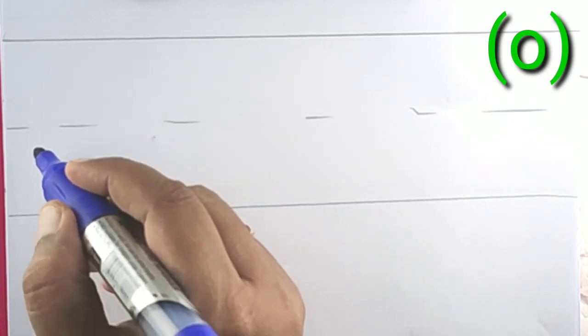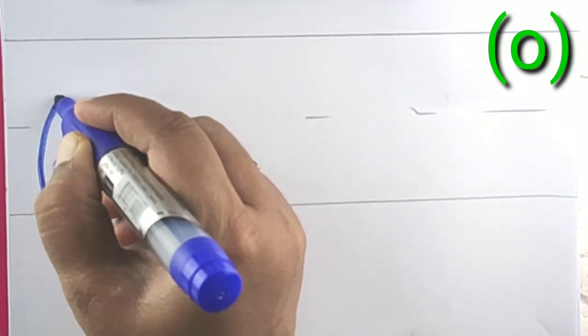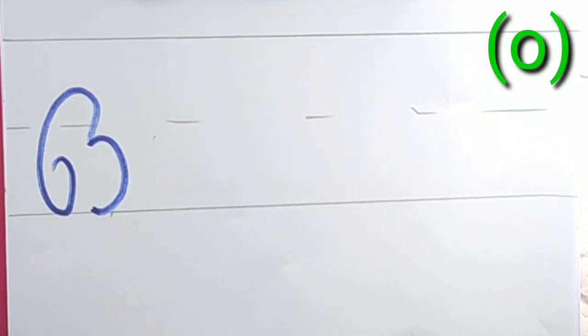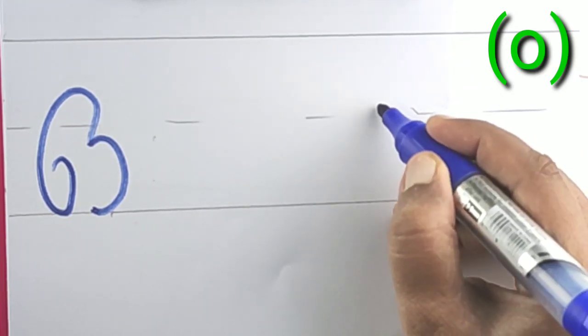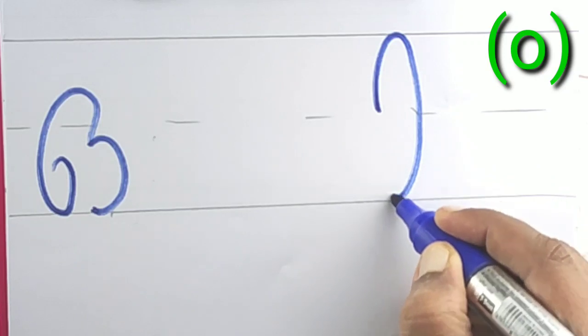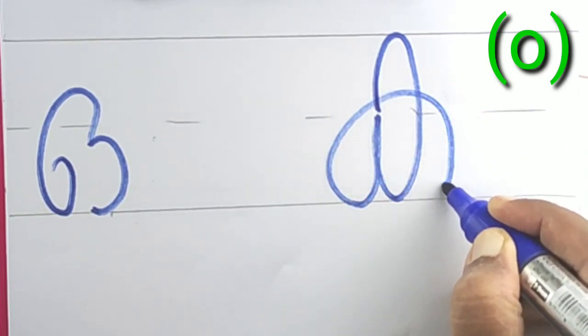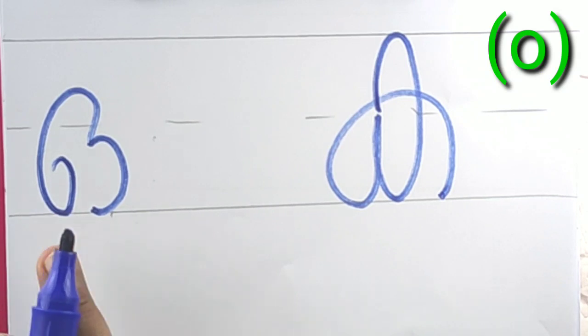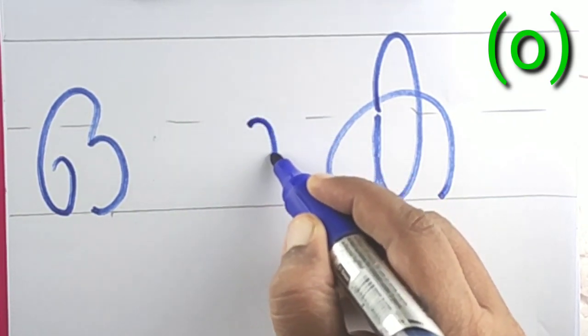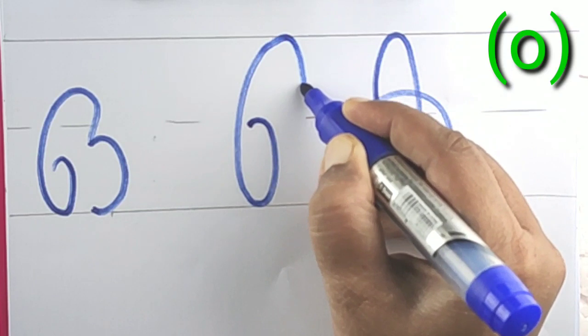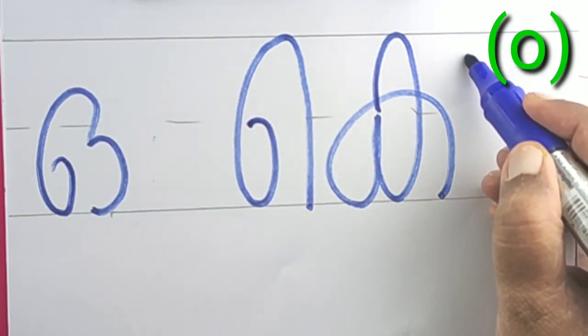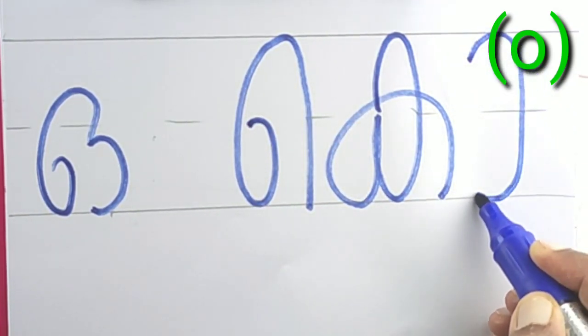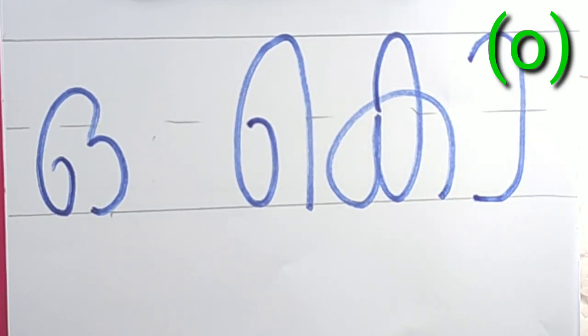The next vowel sign is O. Let's write O. So now this O sound we have to make it for the consonant ka. So we'll write ka first. So this ka we want to make with O sound. For that we need to prefix one like this, and we have to put this. So it is ko now.